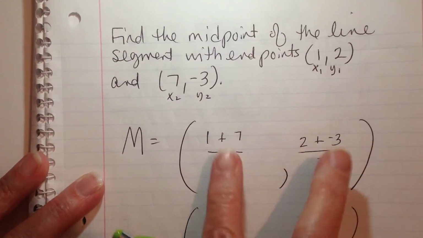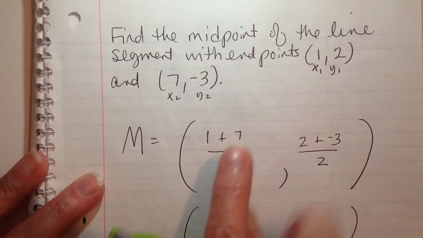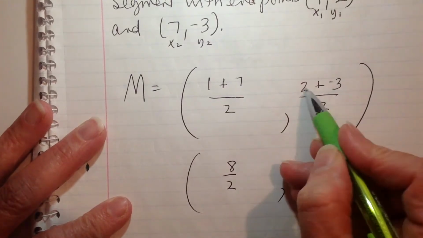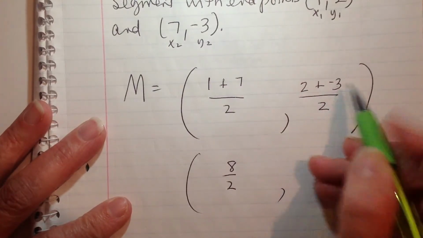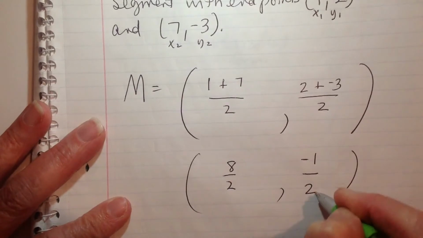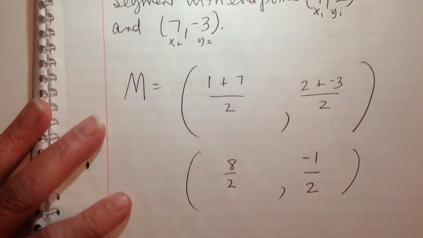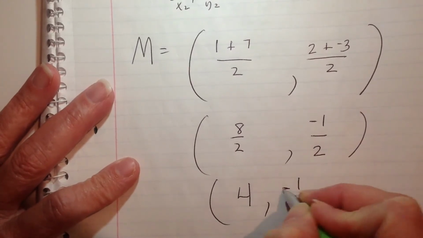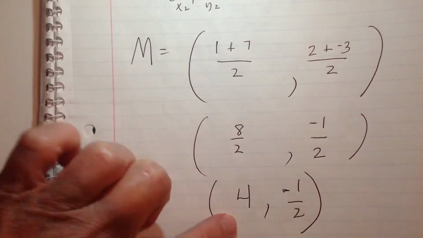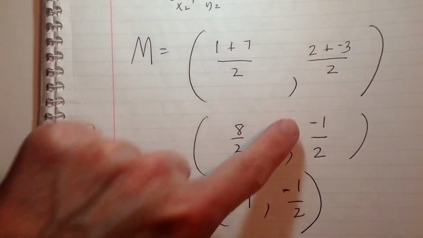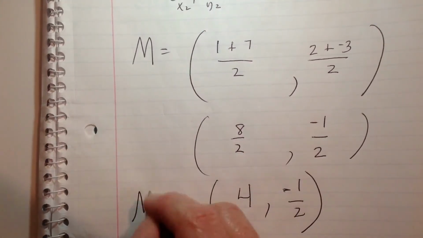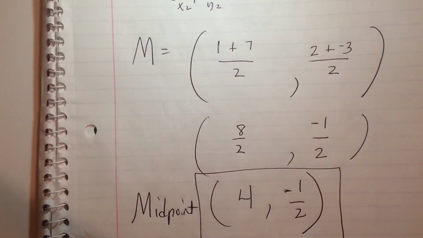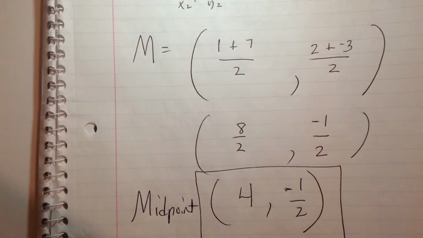Working inside the numerator first, add the two numbers together. 7 plus 1 is 8 divided by 2. Adding the two numerators here, 2 plus negative 3 is negative 1 divided by 2. Can we reduce either one of these? In order for the online homework to take the correct answer, they will want it in reduced form. 8 divided by 2 is 4. And then negative 1/2 is in reduced form. So your midpoint answer for this problem would be the ordered pair 4, comma, negative 1/2.